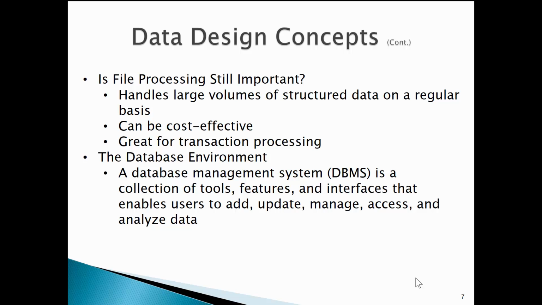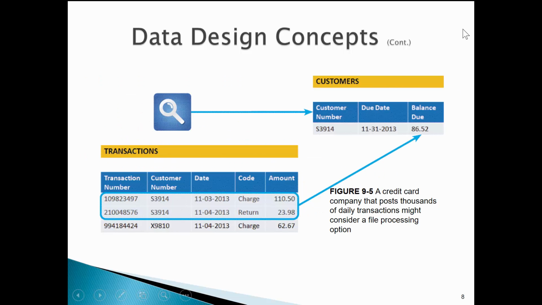So, great example there. Database environment: a database management system is a collection of tools, features, and interfaces that enables users to add, update, manage, access, and analyze data. So we've seen these systems grow. It used to be just the database. Now we can get a subset of reporting tools and querying tools and other things within this system. We might even get some standard interfaces, or API environments, where we have some standardized ways of pulling and sending data to the database so that we can use different interfaces basically to get the data in. It may be web-based, it may be client-based, you name it.